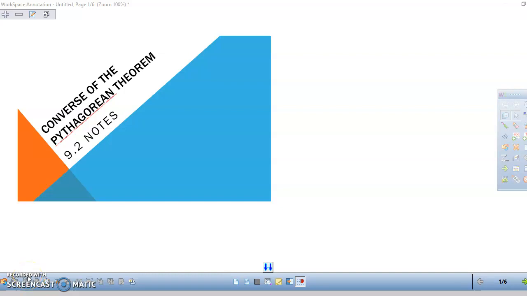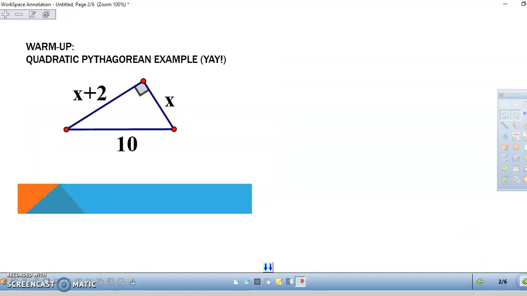Okay, now we're on to the converse of the Pythagorean theorem, where we're going to flip the logic. But first, as you can see, we are going to do a warm up. We're going to do a quadratic Pythagorean example. Obviously here the hypotenuse is 10, that has to be your c, and then a squared and b squared are interchangeable, but I would like you to pause and try this on your own first.